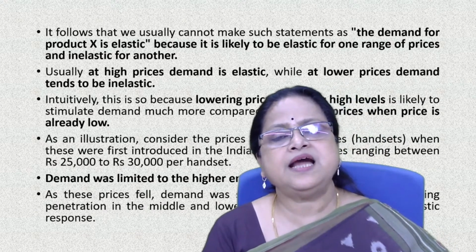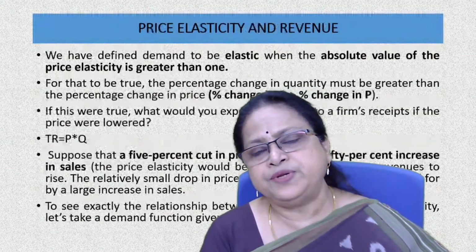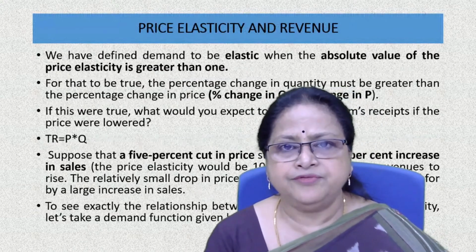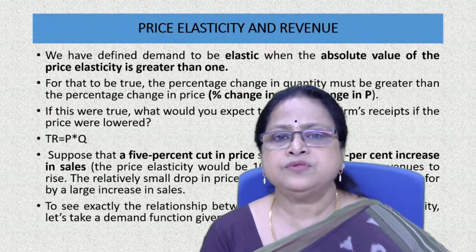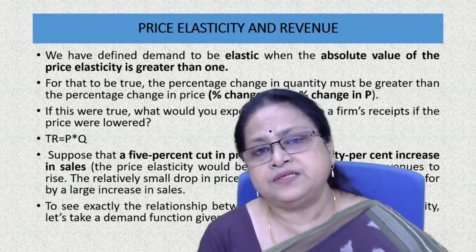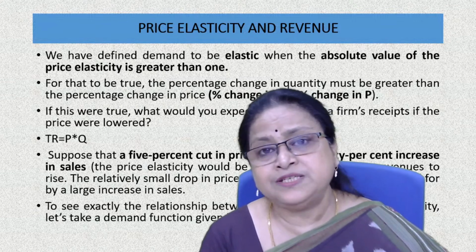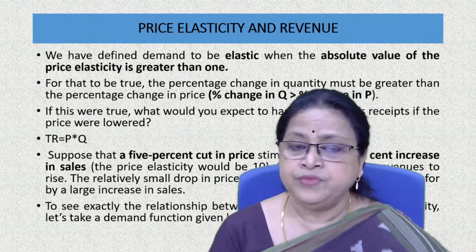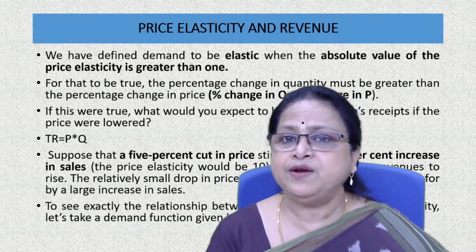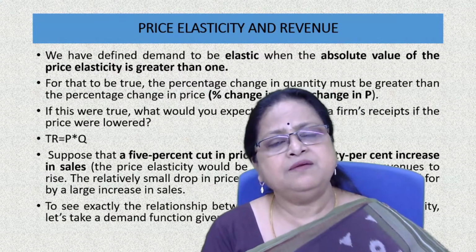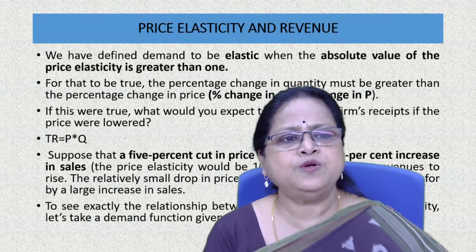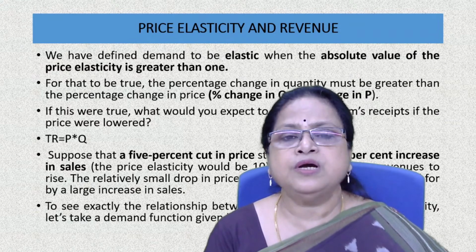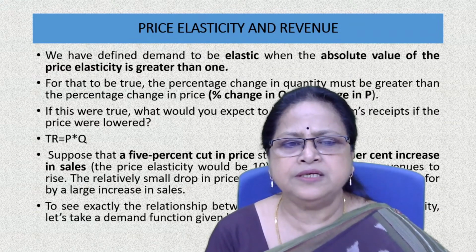Now, price elasticity and revenue. There is a relationship between price elasticity and revenue, because if the manager or the firm or the producer wants to sell his product, he is always interested in his profit, so he will always try to maximize his revenue. Revenue means price multiplied by quantity. We have defined demand to be elastic when the absolute value of the price elasticity is greater than 1, that we have already told. That statement is true.